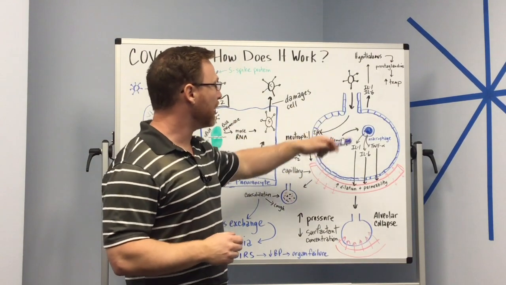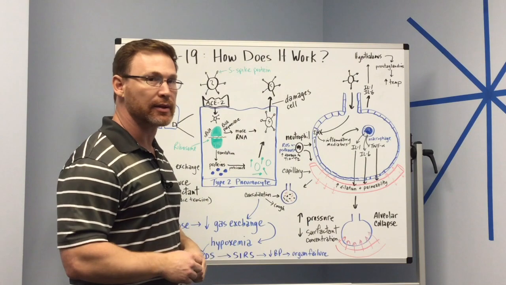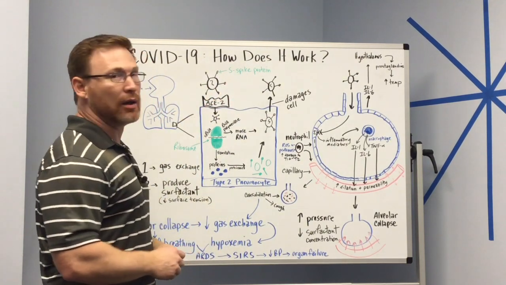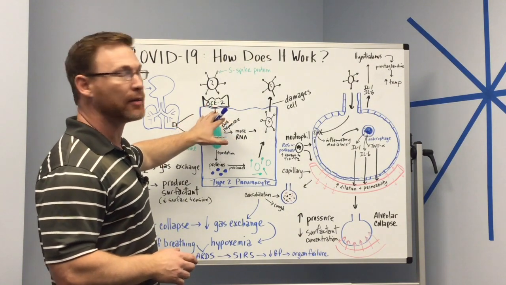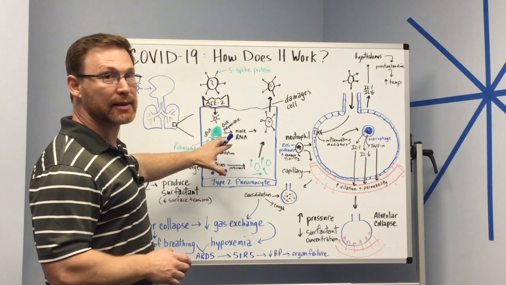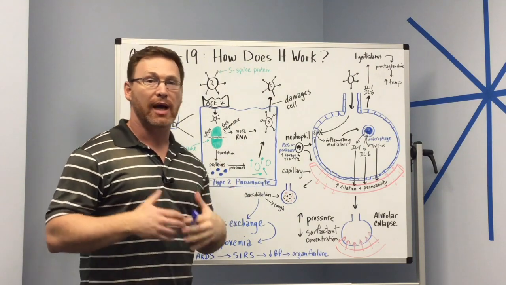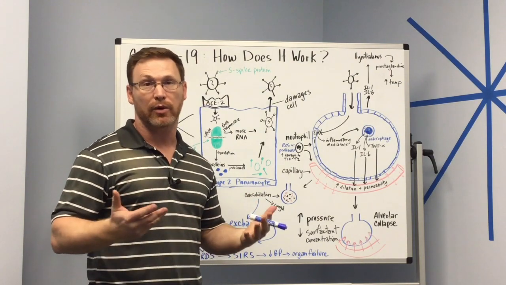As the virus comes down, it's going to typically infect the type 2 pneumocytes. The reason for that is this S-spike protein on the outside of the virus. It can dock onto this ACE2 receptor, which allows it to gain access inside the cell. Now, once inside the cell, basically it's just hijacking your cell in order to replicate itself to make more copies.